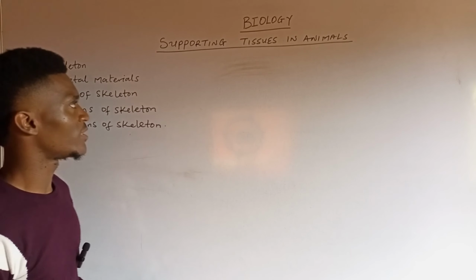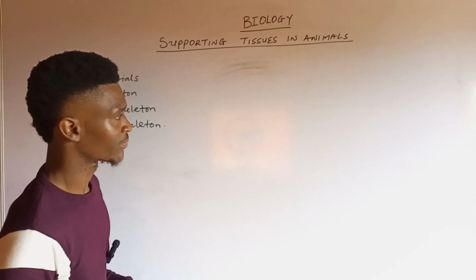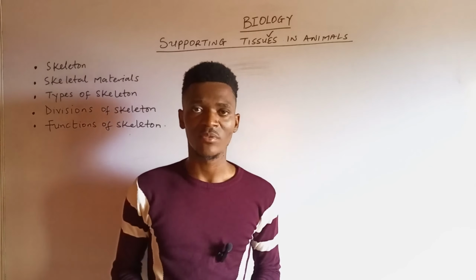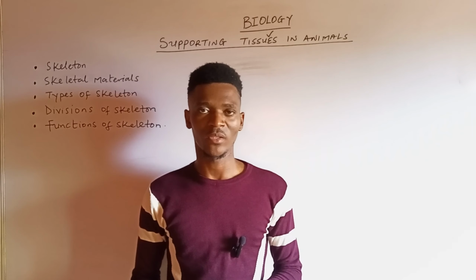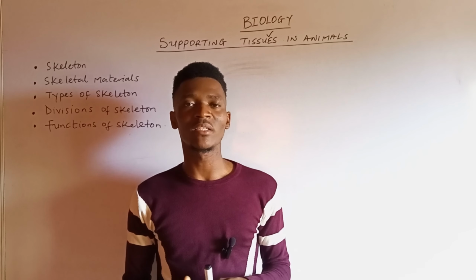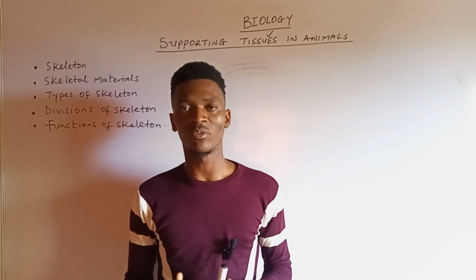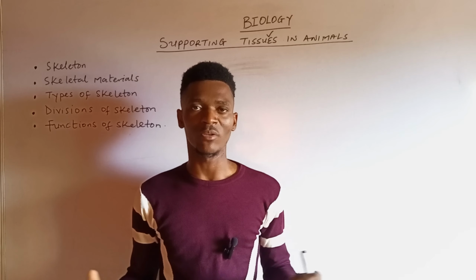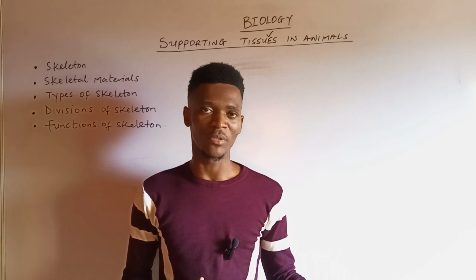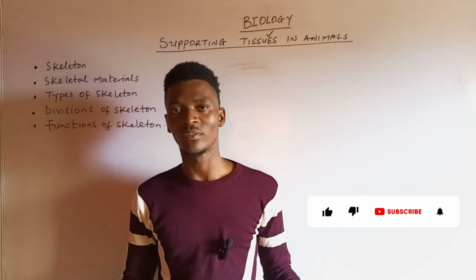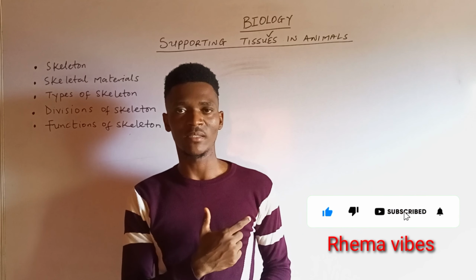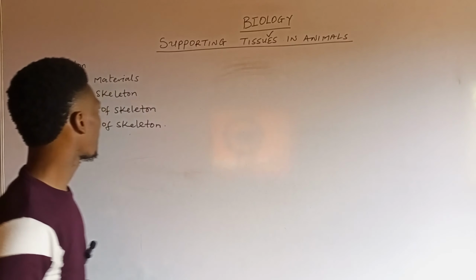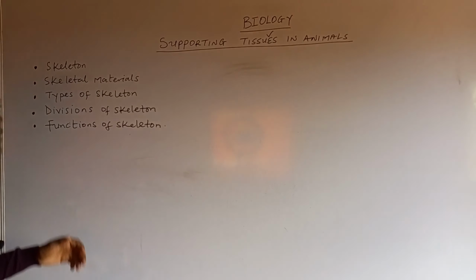Now, looking at this topic, supporting tissues, the word tissue is simply a collection of different cells to perform a specific function. Okay, so we are interested in looking at tissues that aid in the provision of support to animals. Generally, living things could be grouped under two headings. We have them either under the animals or under plants. So the ones we are looking at would be on animals, that's the supporting tissues in animals. All right. So we'll start by looking at skeleton.